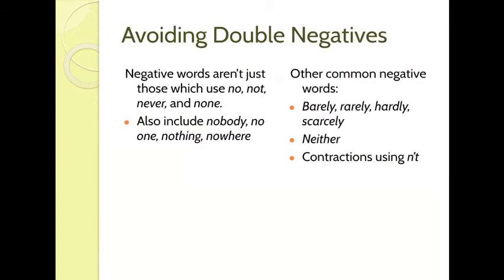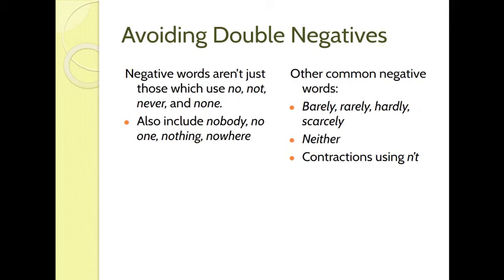All right, double negatives. People are pretty clear when it comes to you can't use no twice in a sentence or no and not. But negative words aren't just no, not, never, and none. Negative words also include words like nobody, no one, nothing, and nowhere. So if you say not nobody, not nothing, that's a double negative, and therefore it's confusing. Because a double negative in math would make it positive. Well, that's not the case.